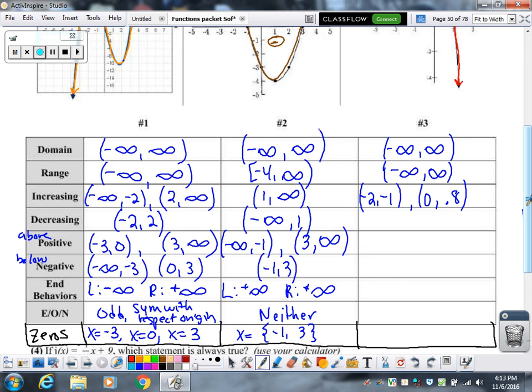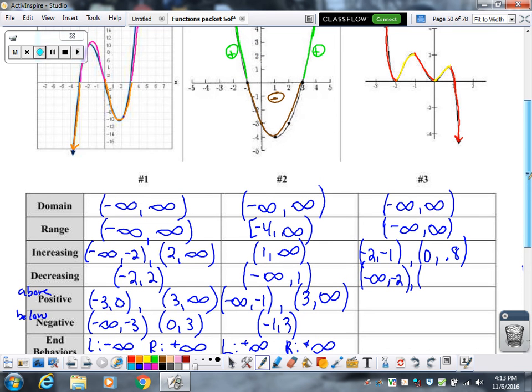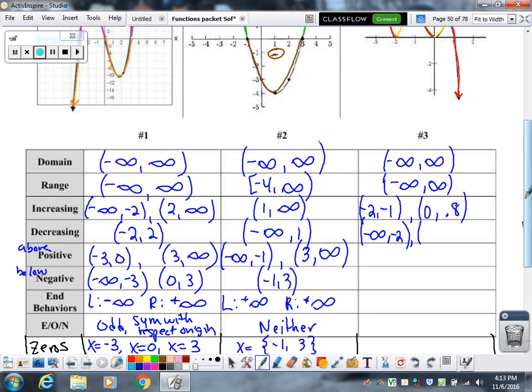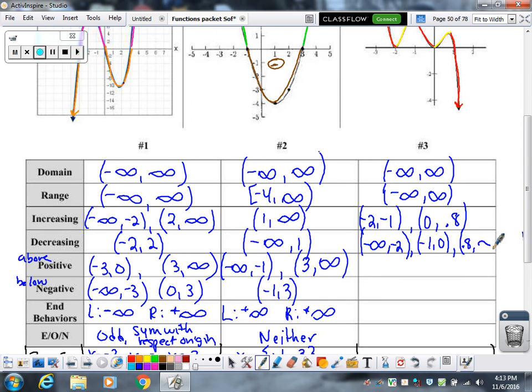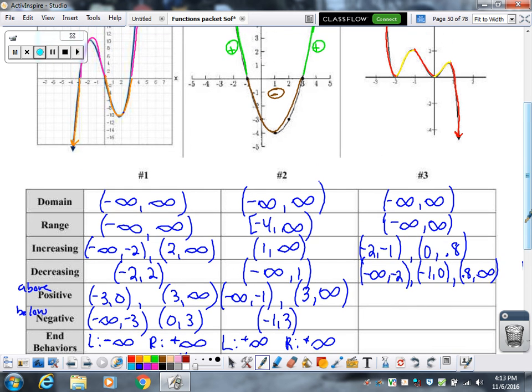So let's write down those 3 intervals of when it is decreasing. From -infinity to -2. Notice how those endpoints are going to repeat. And then we said from -1 to 0, it's decreasing. And then it's decreasing again from 0.8 to positive infinity.